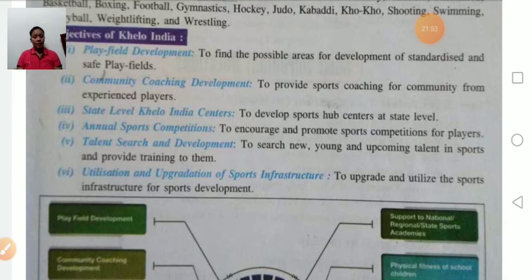Community coaching development: to provide sports coaching for the community from experienced players, providing coaching to the players from experienced coaches. State level Khelo India centers: to develop sports hubs, means sports centers at state levels, in different states, making the sports centers.